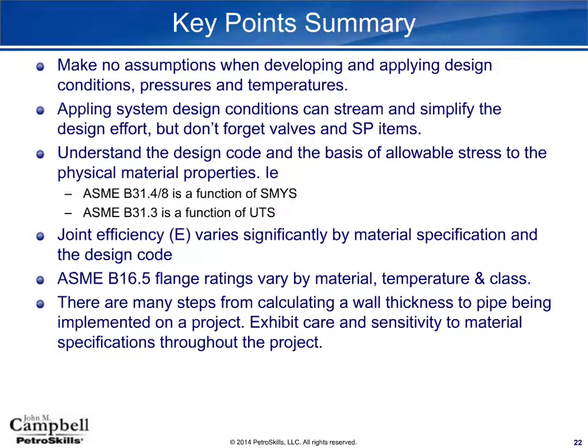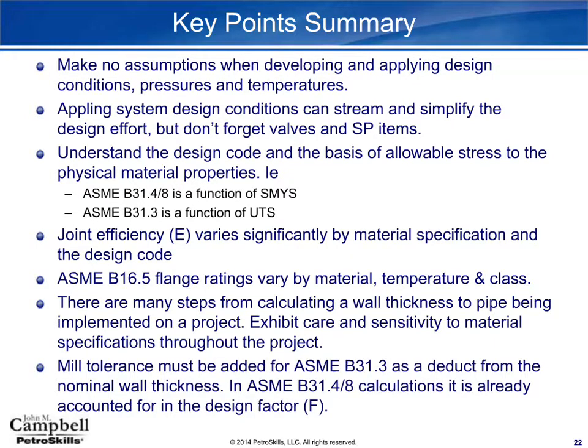And last but not least, talking about mill tolerance, and how mill tolerance for B31.3 is a deduct from the nominal wall thickness, whereas for B31.4 and 8, that calculation for a design factor attributes a portion of that design factor to mill tolerance. So just be cognizant that the three codes look at that mill tolerance quite differently. And just think about that as you're going through these calculations in the future.